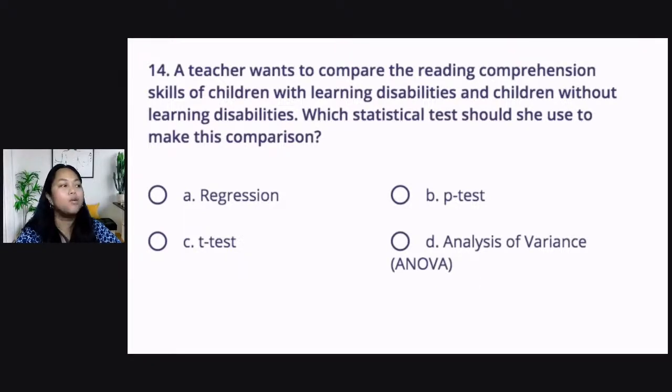Ligwak na naman kayo, no? Yung correct choice natin dito ay letter C, t-test. Bakit t-test? Bakit hindi ANOVA? Okay, ito lang naman yung pinaka-common dito.